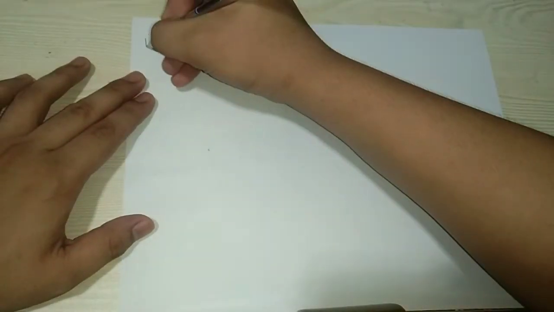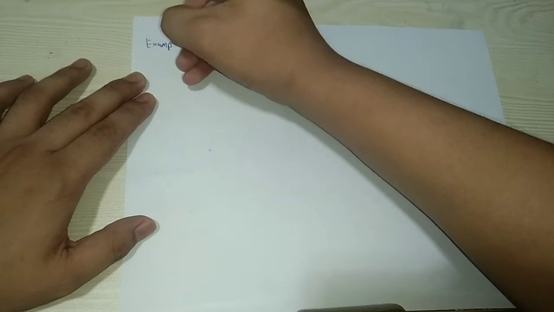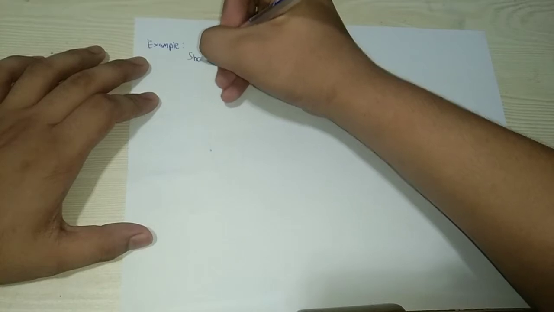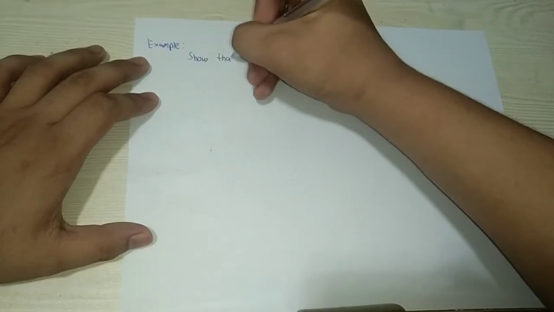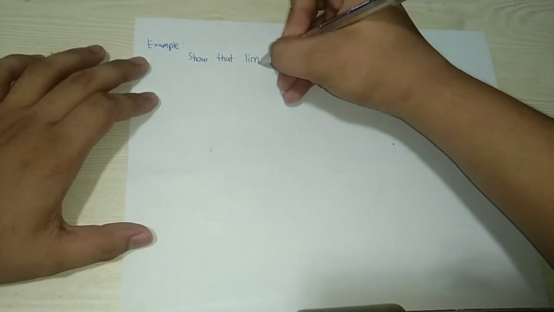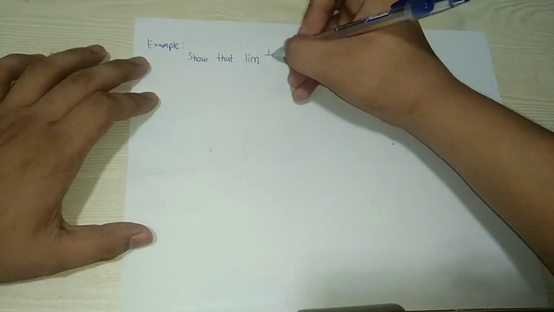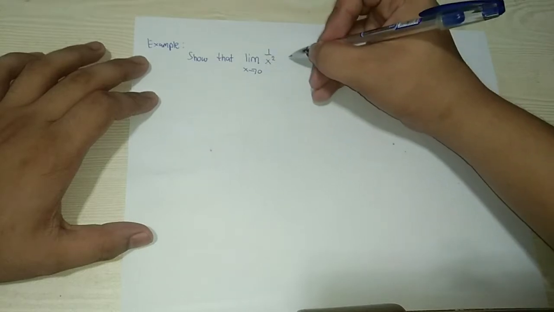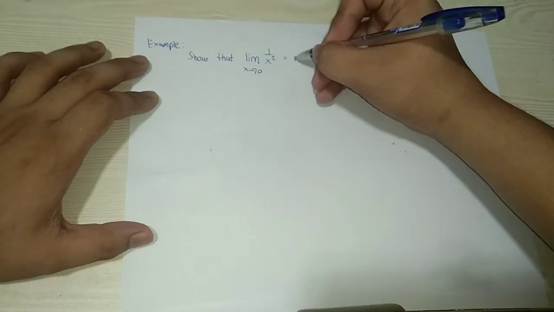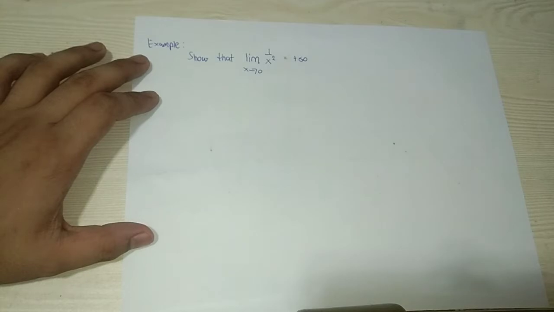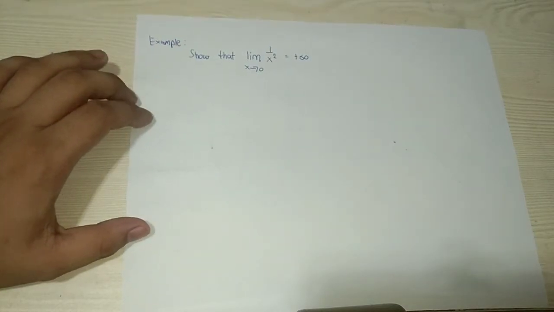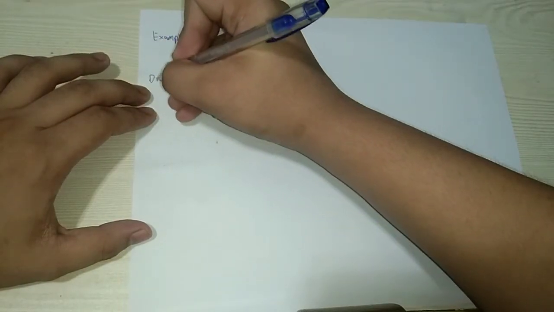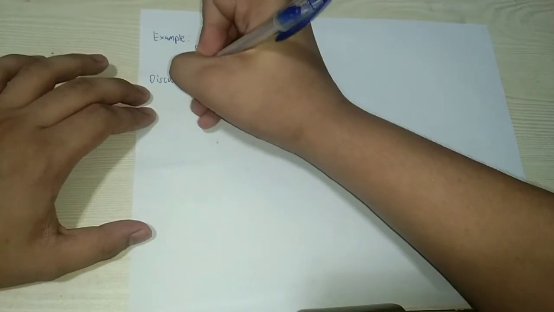Example tayo. Show that the limit of 1 over x squared as x approaches 0 equals positive infinity. Okay, so meron tayong dalawang part dito sa proof. So, una, discussion muna.